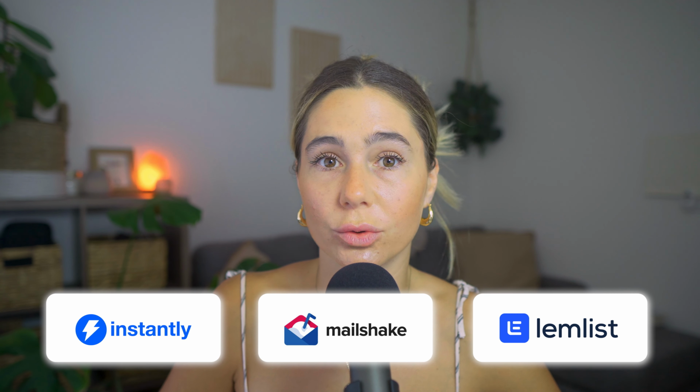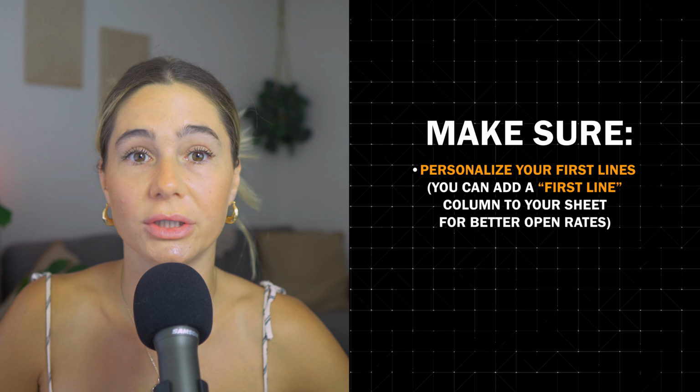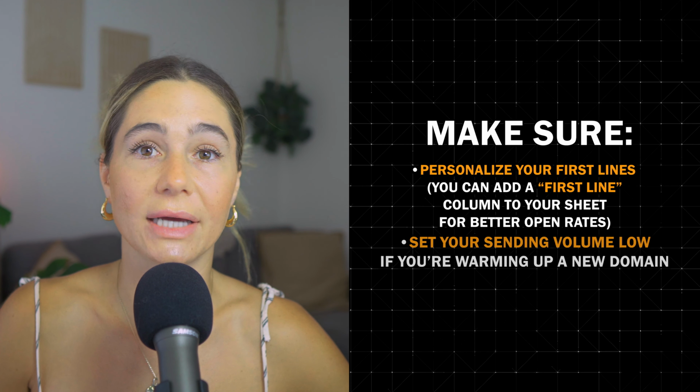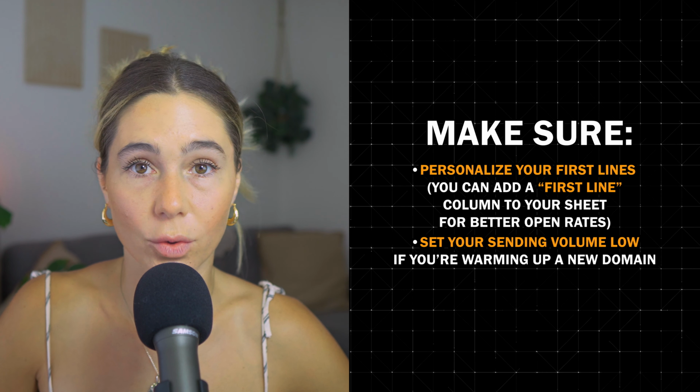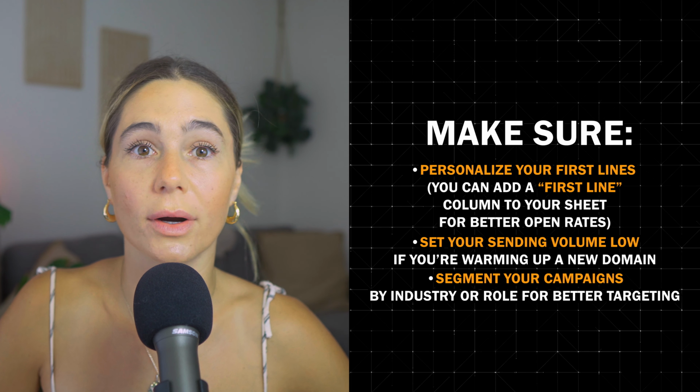Now that you have a clean and enriched lead list, you can upload it to your cold email platform of choice, whether that's Instantly, Lemlist, Mailshake, or another tool. Just again, make sure you personalize the first name. You can add a first line column to your sheet for better open rates. You'll also want to set your sending volume low if you're warming up a new domain, and segment your campaigns by industry or role for better targeting.